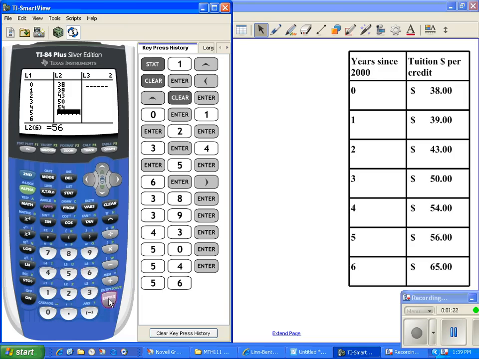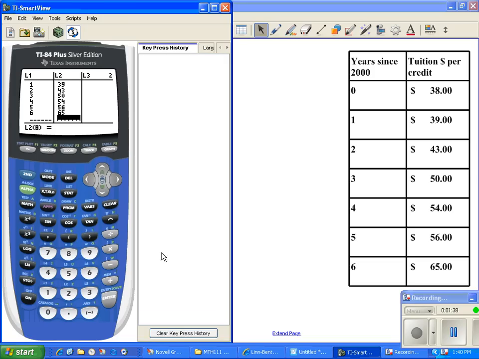Okay, almost done. And then in the year 2006, tuition was $65. Okay, so I've got my data in here, and I take a minute to double check that both my lists are the same length. I have the same number of values in my first column as in my second column.